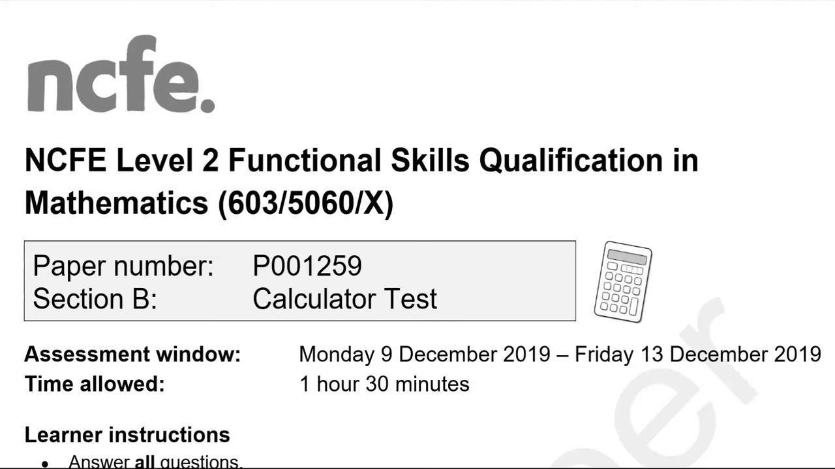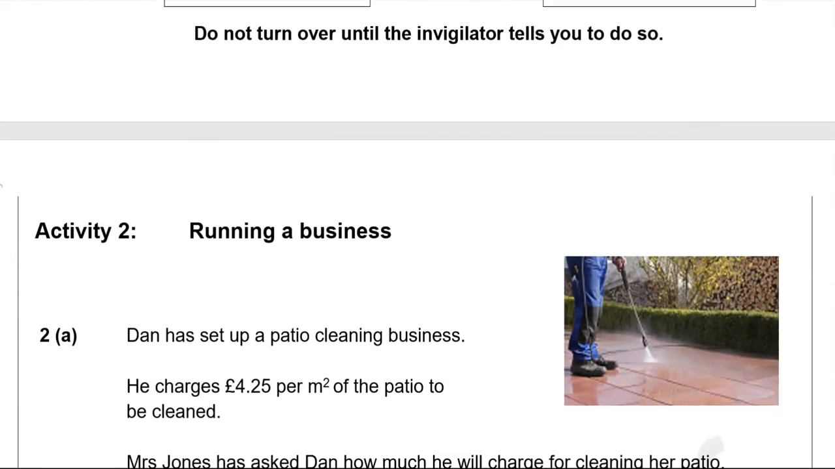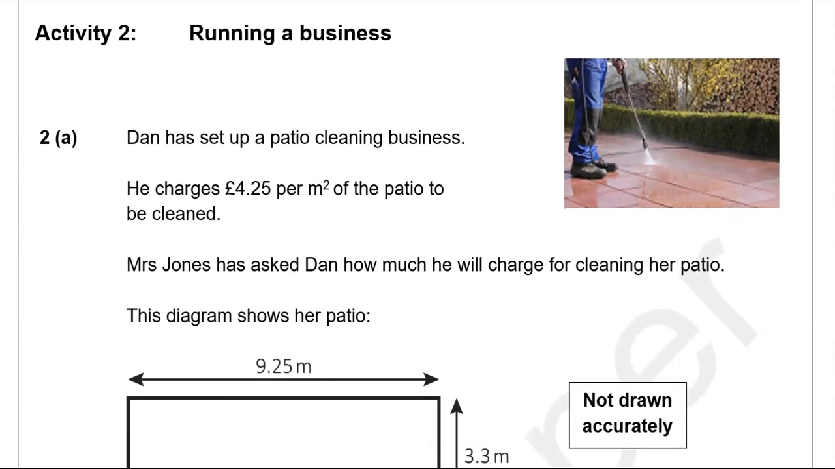This is the second part of a Level 2 Functional Skills Maths paper from NCFE. In this part, you can use a calculator. Activity 2, running a business.